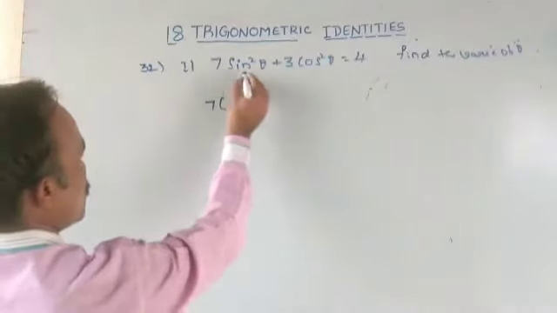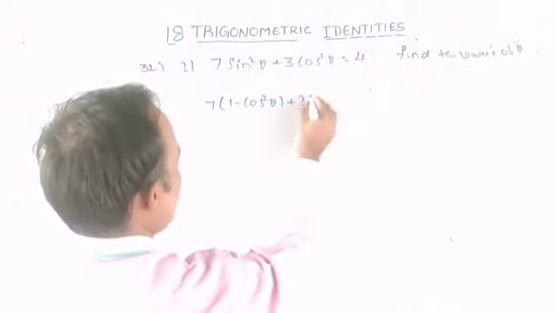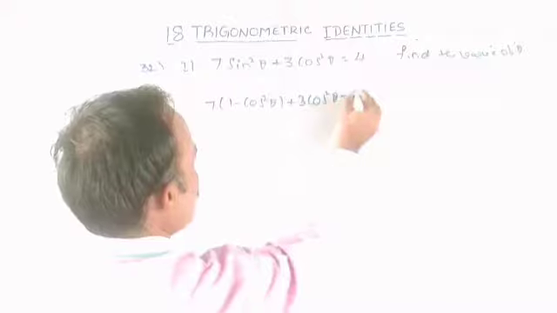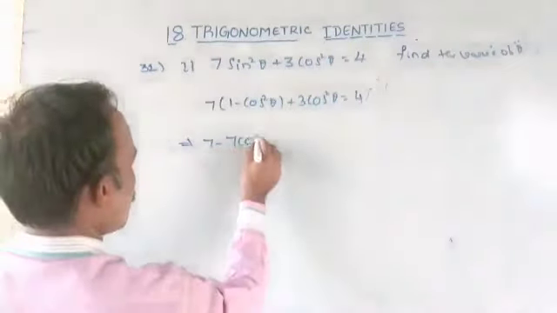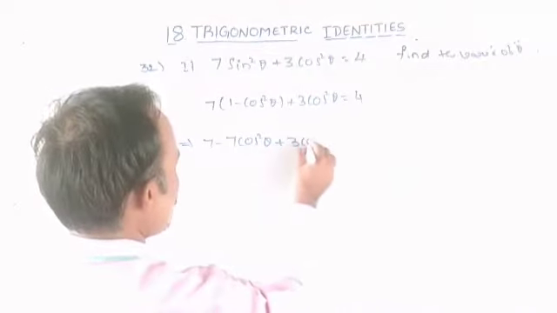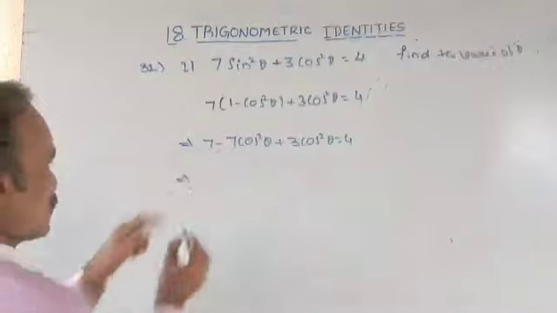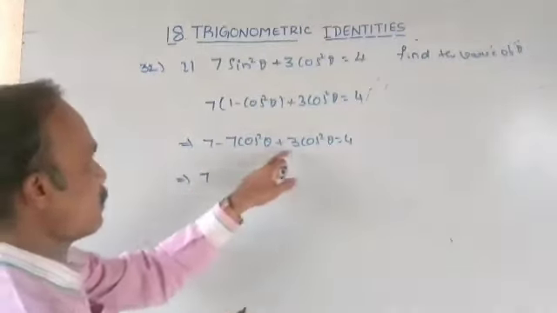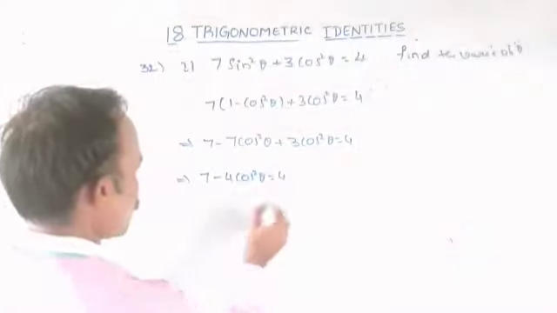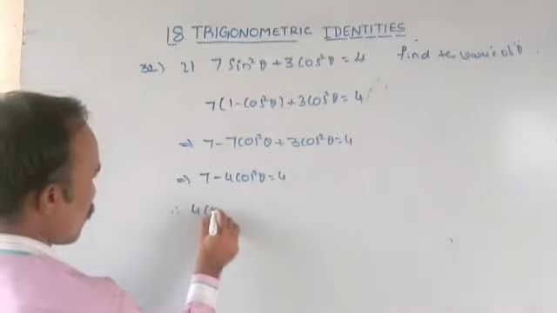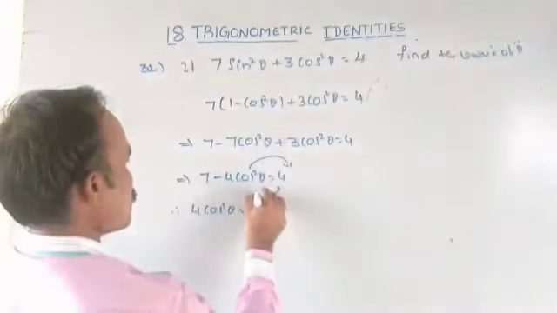So 7 as it is, (1 minus cos square theta), plus 3 cos square theta is equal to 4. Which implies 7 minus 7 cos square theta plus 3 cos square theta is equal to 4. Which implies 7 minus 7 cos square theta plus 3 cos square theta, minus 4 cos square theta is equal to 4, so therefore 4 cos square theta is equal to 7 minus 4, as you should take this one here and this one you take here.